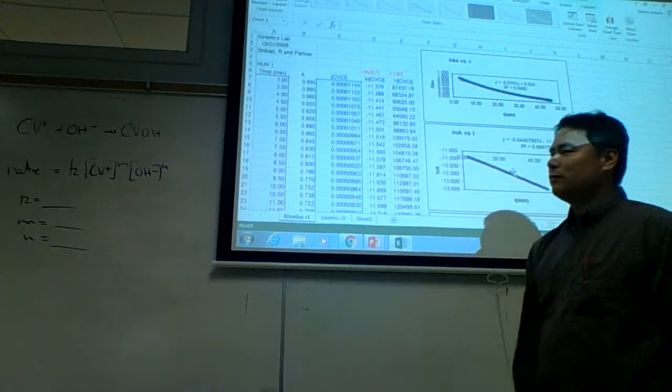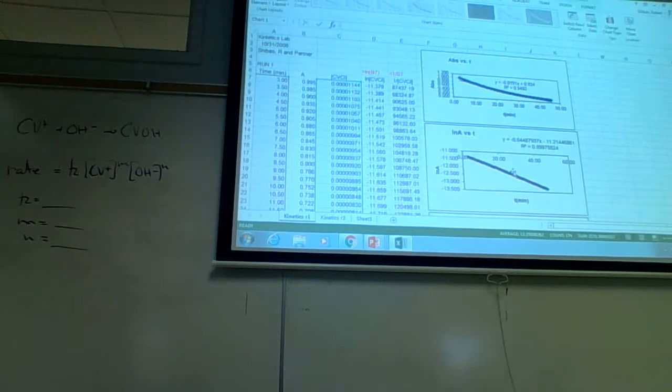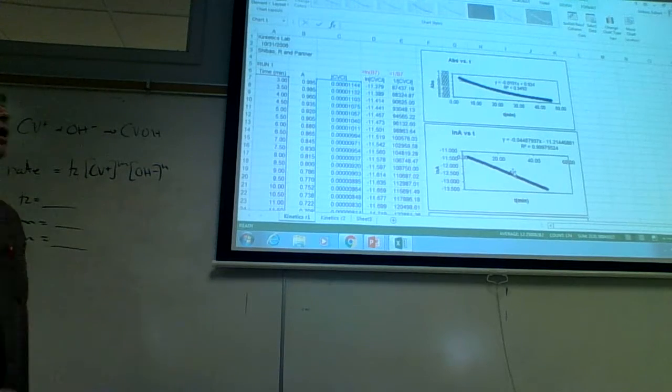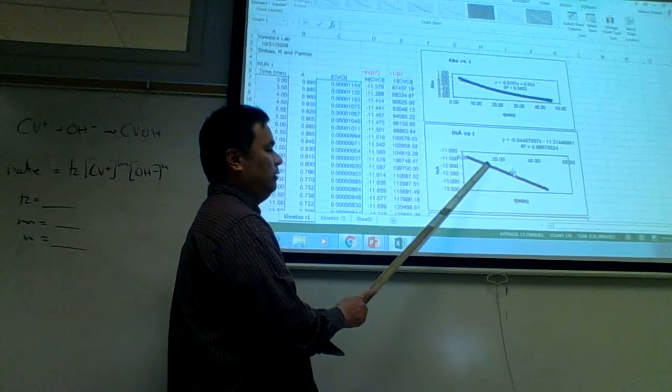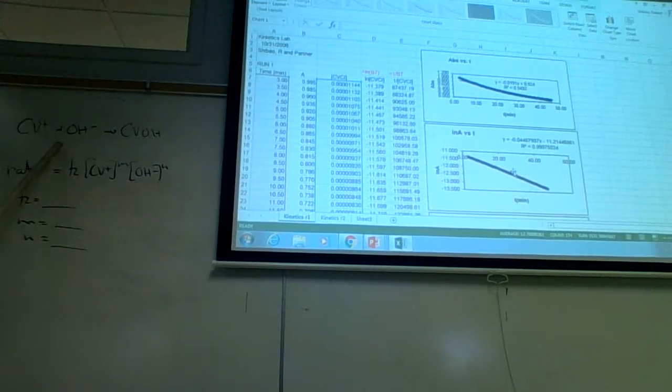But is it first order in crystal violet, or is it first order overall? We say it's first order overall. First order overall means that as the crystal violet changes, so does the hydroxide. As both of those change, the net impact is first order. So it looks like m plus n equals 1. Overall, the reaction is first order.